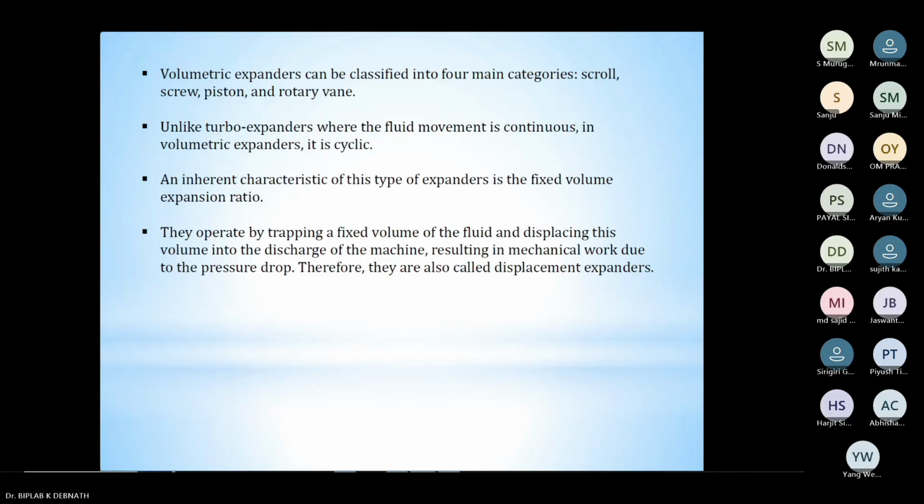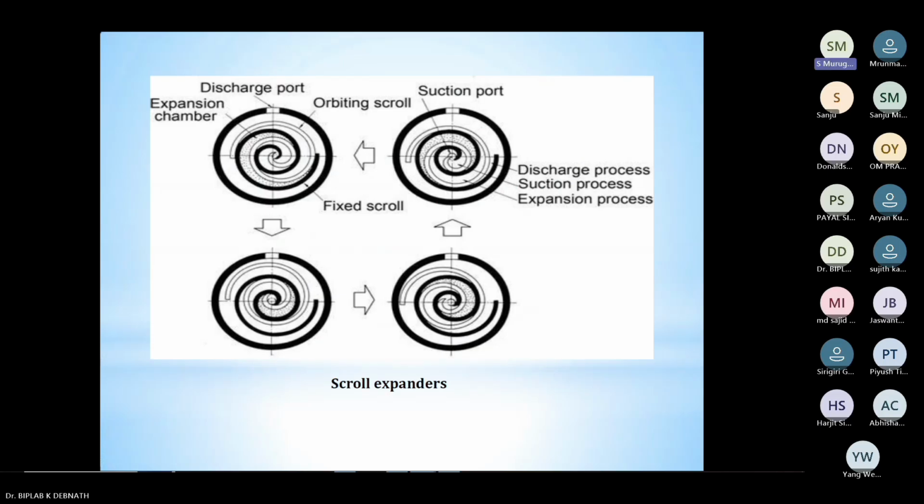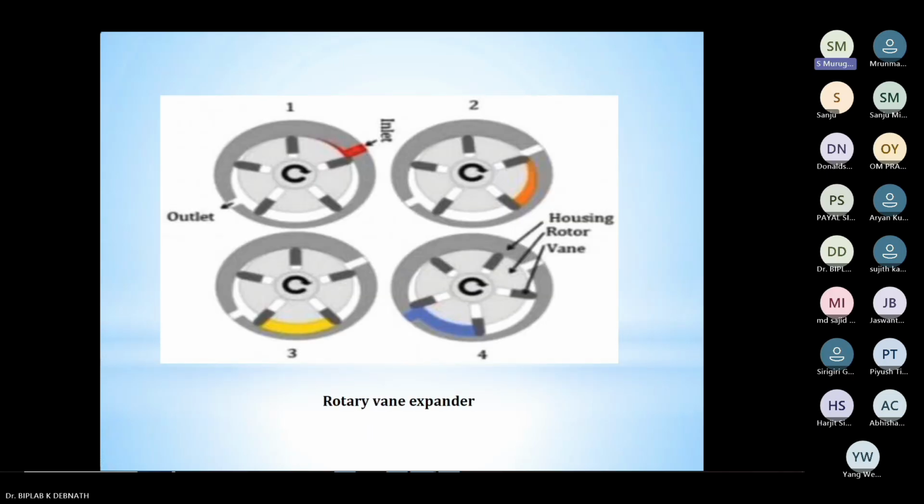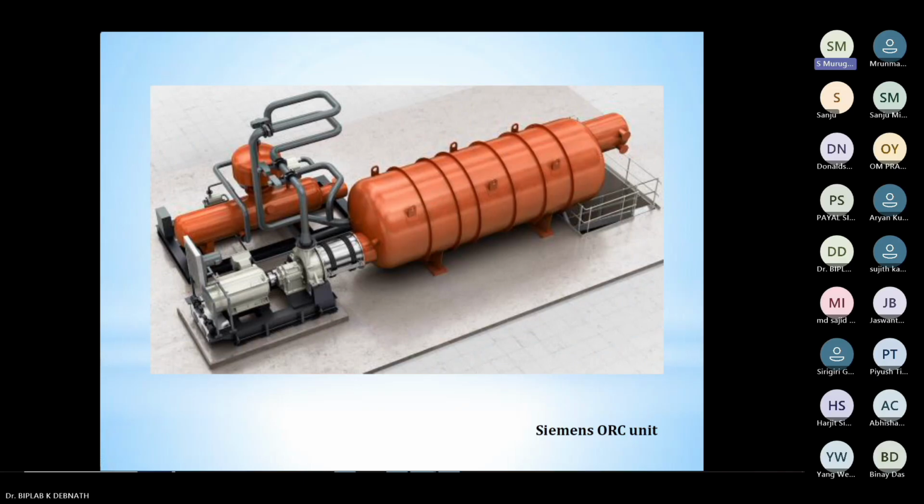Next, please. This is a scroll expander. Next. Screw, you can skip. Rotary vane expander like this. Actually, Italy is prominent in producing these organic Rankine cycle units.